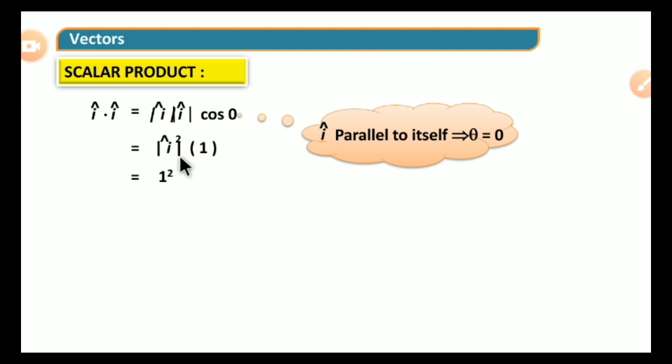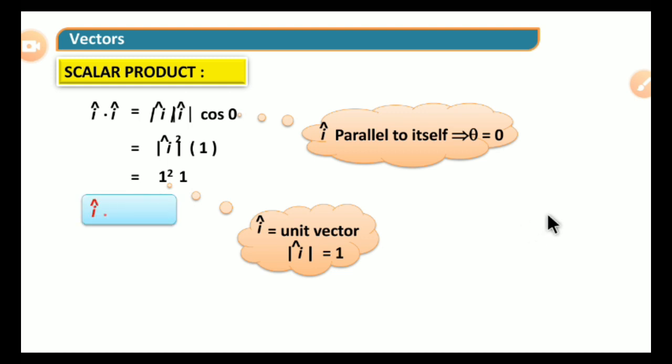Therefore magnitude of i cap equals 1, because i cap is a unit vector. Already we have seen that the magnitude of a unit vector is always equal to 1. Therefore it becomes 1 squared, and 1 into 1 becomes 1. So whenever we take the scalar product of the same unit vector, it is equal to 1. Similarly, j cap dot j cap is also equal to 1, and k cap dot k cap is also equal to 1.